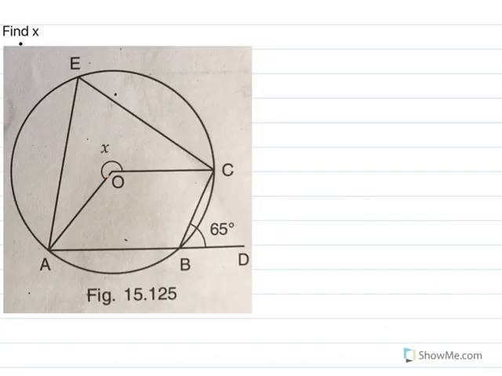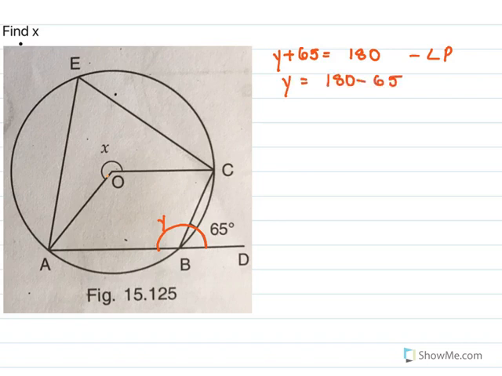Now in this we need to find X. So we start with linear pair. Here is a linear pair. I will put this angle as Y. So we know Y plus 65 equal to 180, linear pair. So Y equal to 180 minus 65. So Y equal to 115. So we got this angle as 115.